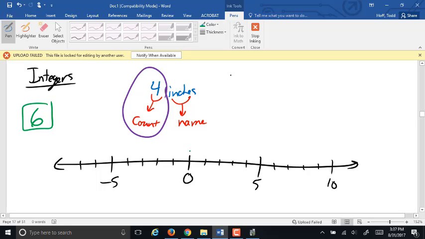Another way to represent the number 6 is with something called a vector. And a vector is just a very fancy word for a simple concept. All it is is an arrow that starts at 0 and goes to the value we're trying to represent. So the vector for 6 is just that. Starts at 0 and goes to 6.